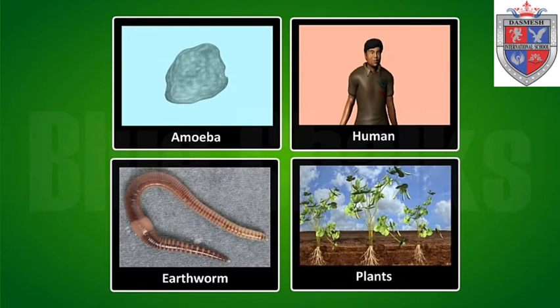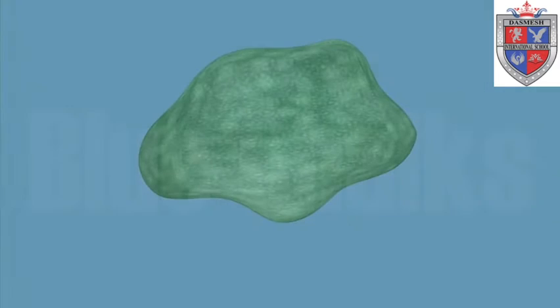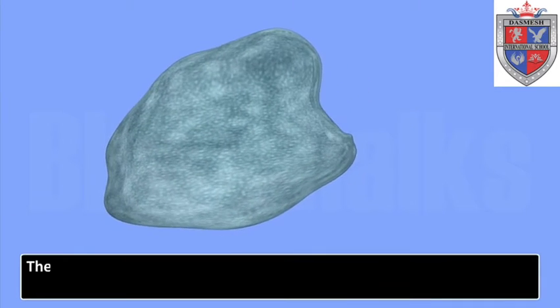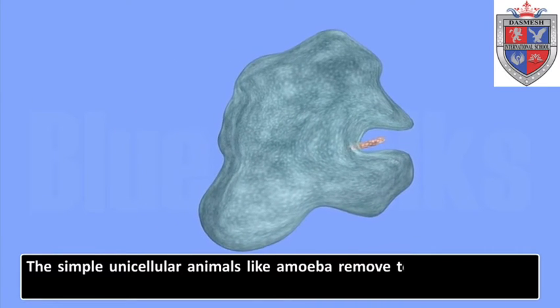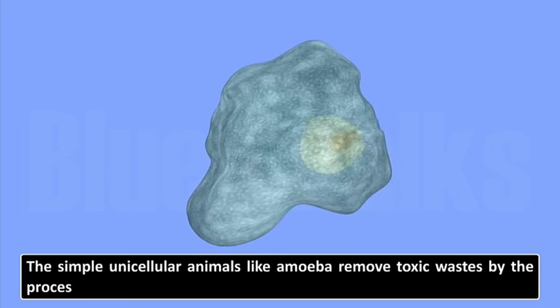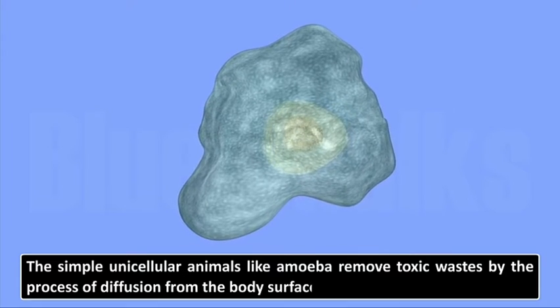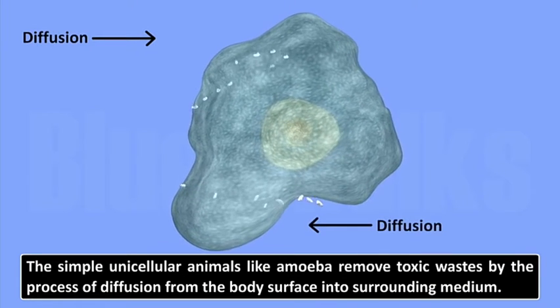Different organisms have different methods for excretion. The simple unicellular animals like amoeba remove toxic wastes by the process of diffusion from the body surface into surrounding media.